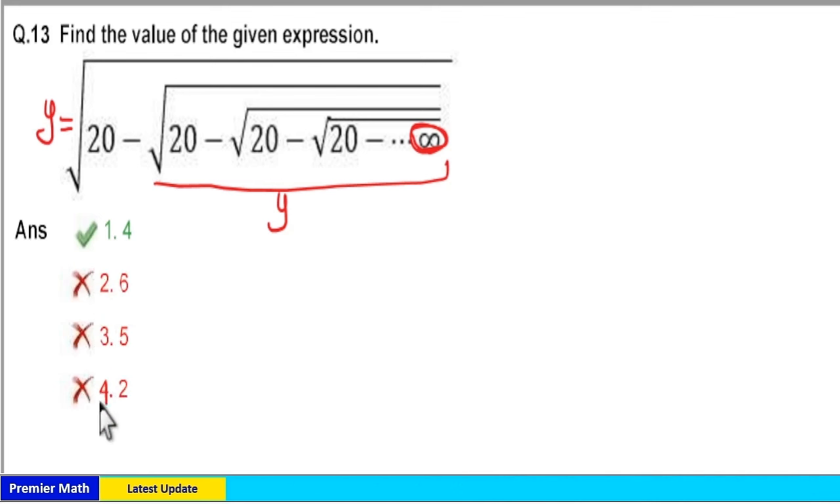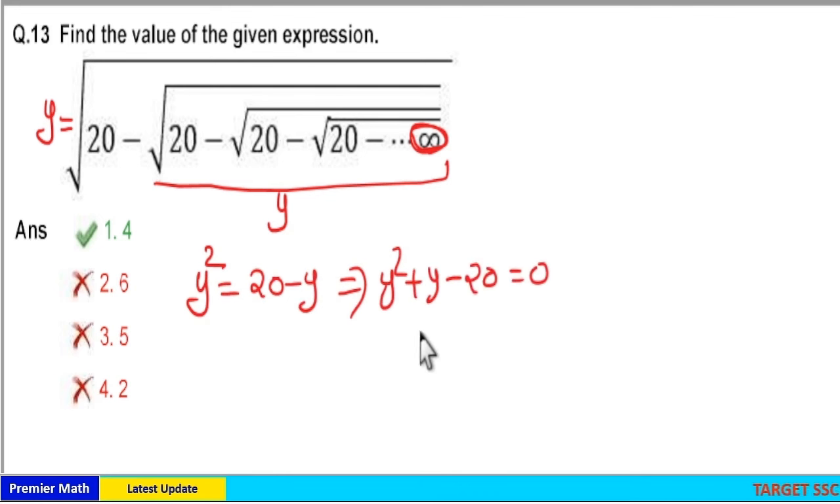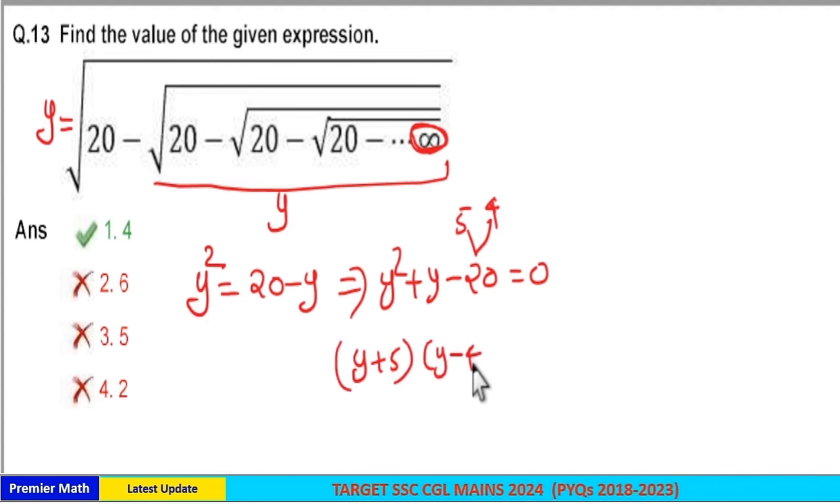That is, here you can write this term as y is equal to root 20 minus y. Then when you square, y square is equal to 20 minus y, which means y square plus y minus 20 is equal to 0. Now 20 equal to 5 into 4, which means y plus 5 into y minus 4 is equal to 0, which is y square plus y minus 20.